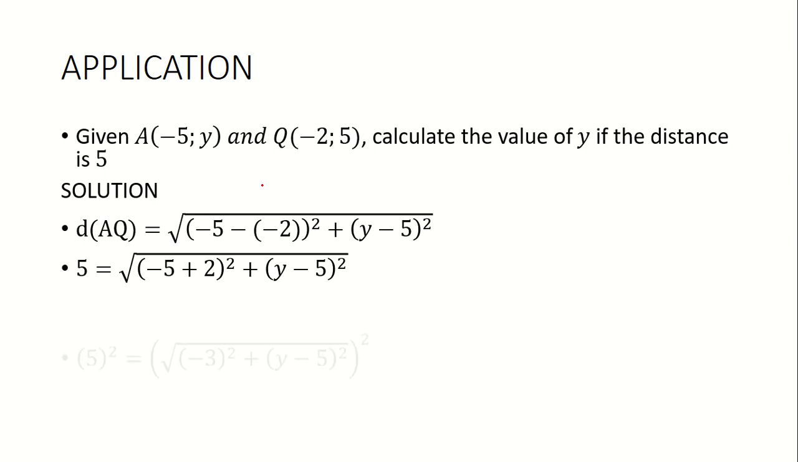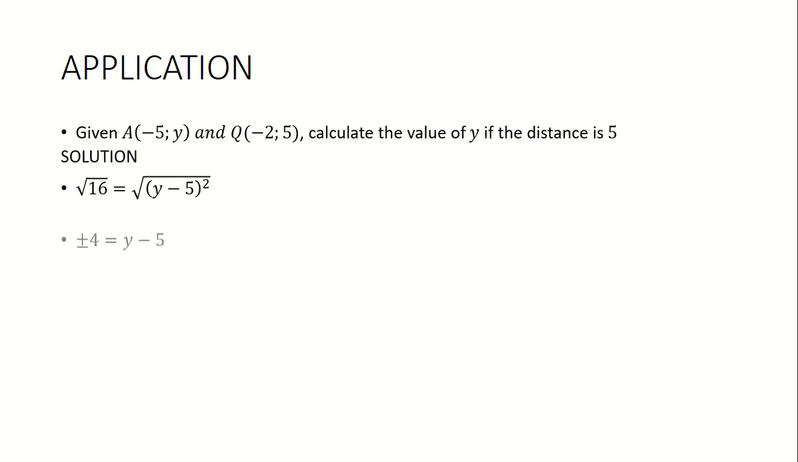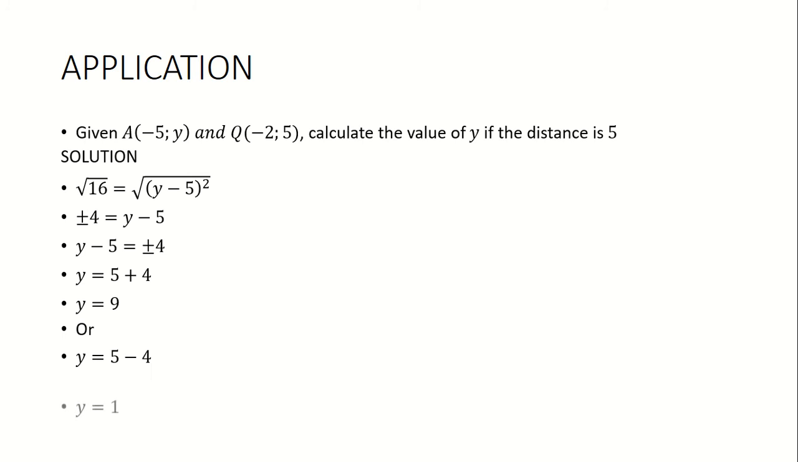For you to get rid of the square root, you will simply square both sides. On the right hand side, you'll be left with 9 plus (y minus 5) squared, and then transpose 9 to the other side. You'll have 16, and then just find the square root of 16, which is simply plus or minus 4. And then all you have to do from there is simply to transpose that minus 5 to the other side, and you will have y equals 5 plus 4, which is the positive part, or y equals 5 minus 4, which is the negative part. Therefore, you'll have these two y values.